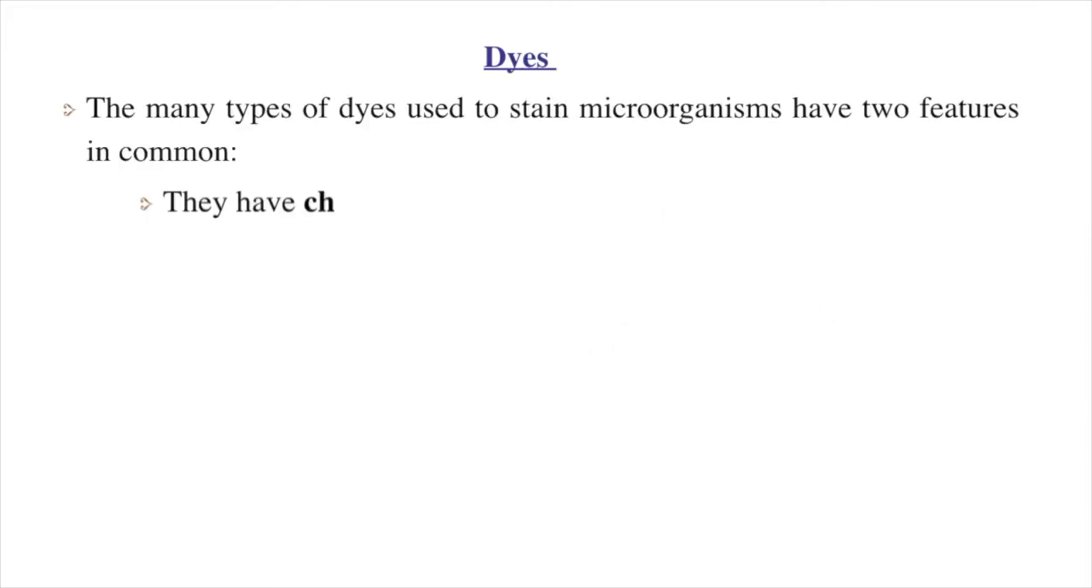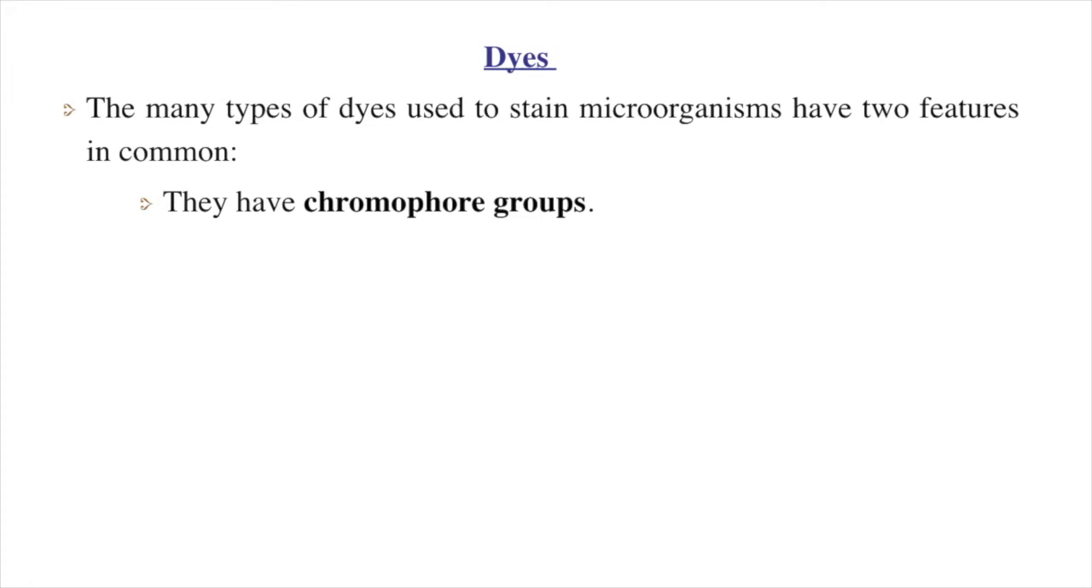The next topic is the dyes. Many types of dyes are used to stain microorganisms, but most of the dyes we use for staining have two major features in common. The first one is that they have chromophore groups. What is a chromophore? Chromo means color. So color producing groups are present in those dyes. A chromophore is a chemical group which gives color to the dye used to stain the microbial cells. And the chromophores also have a conjugated double bond group.